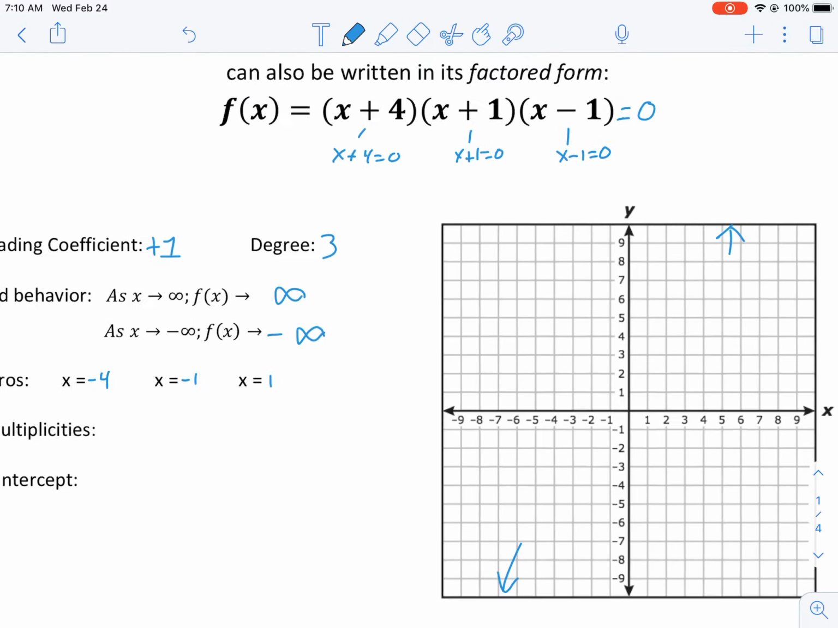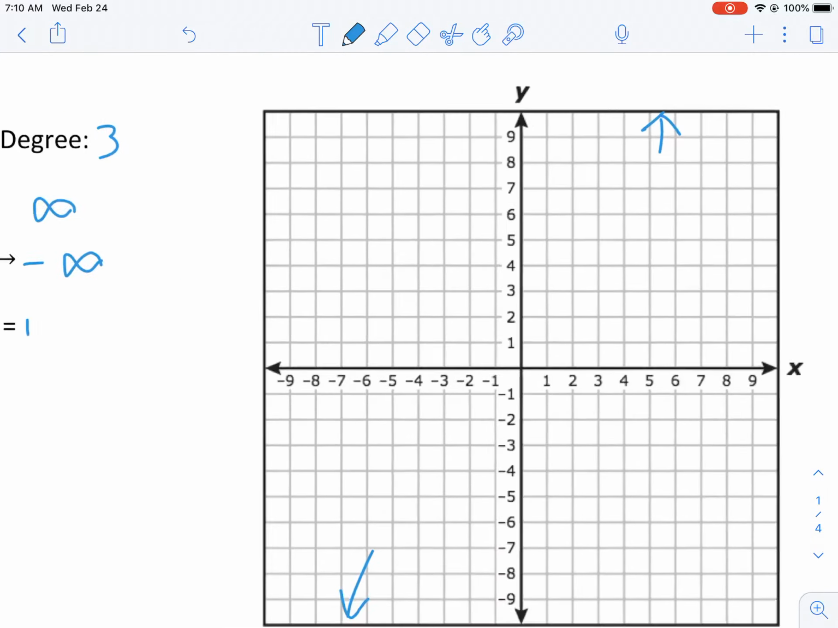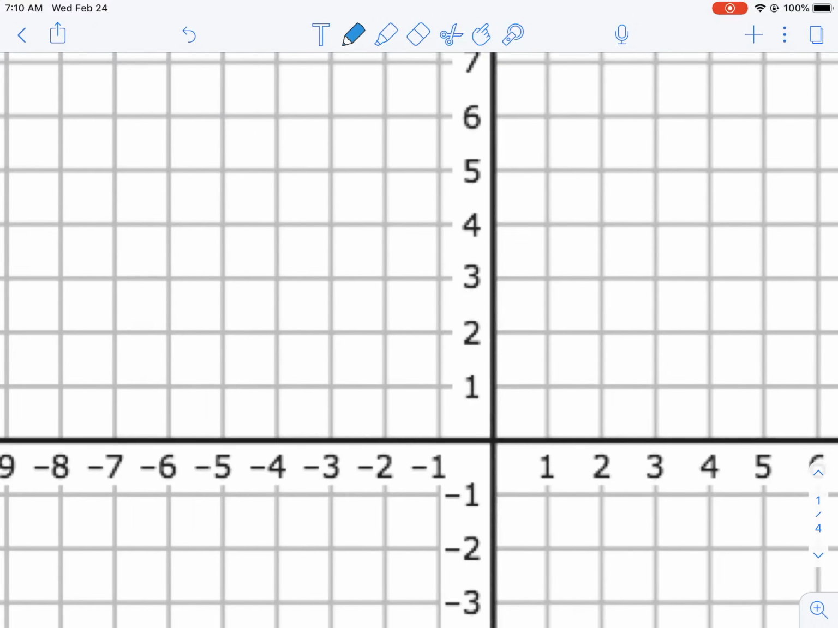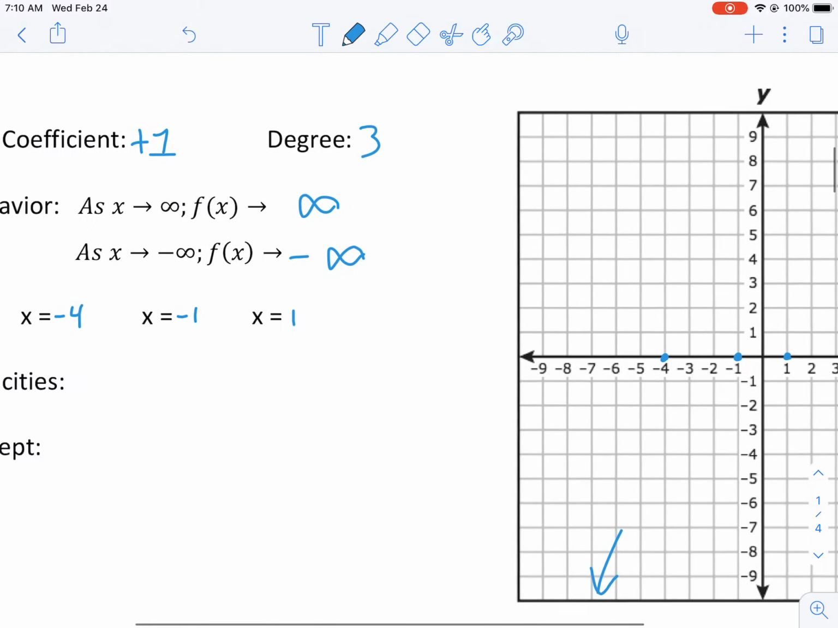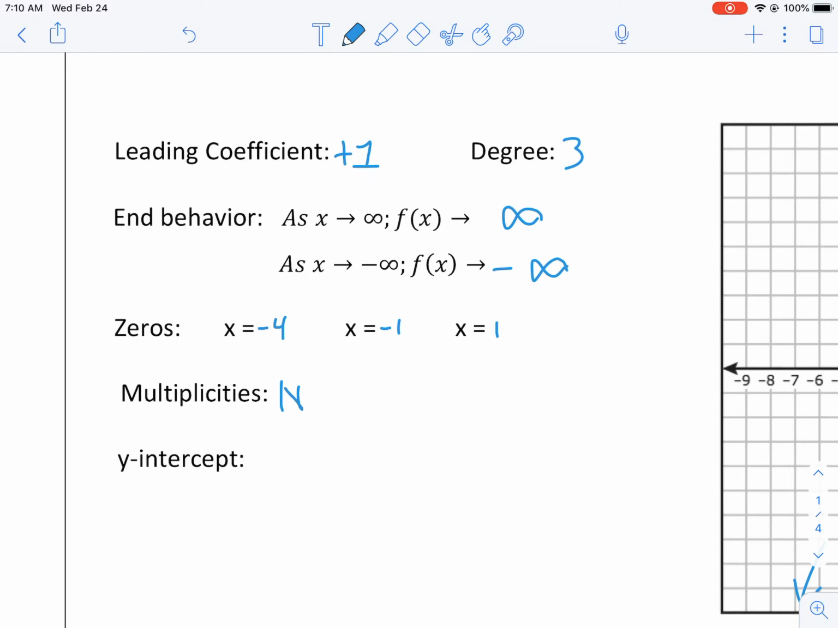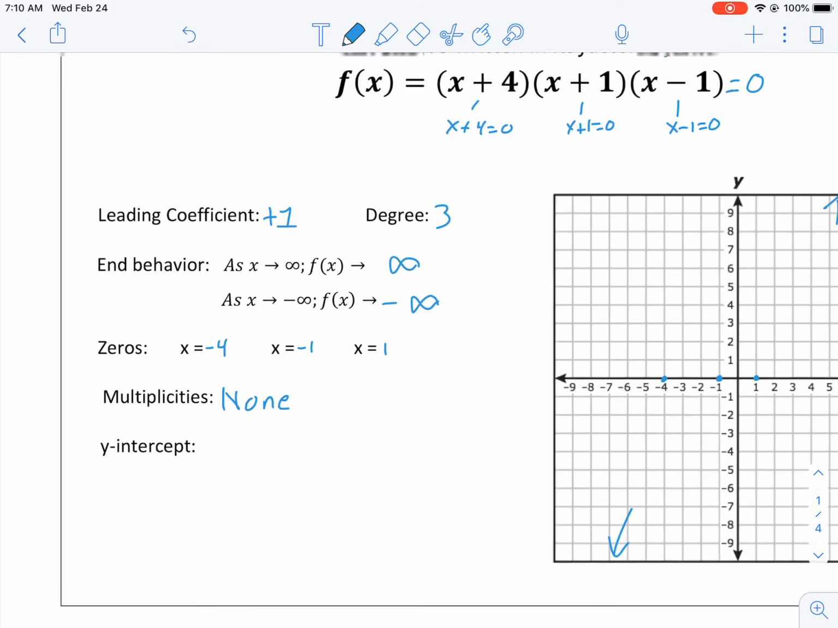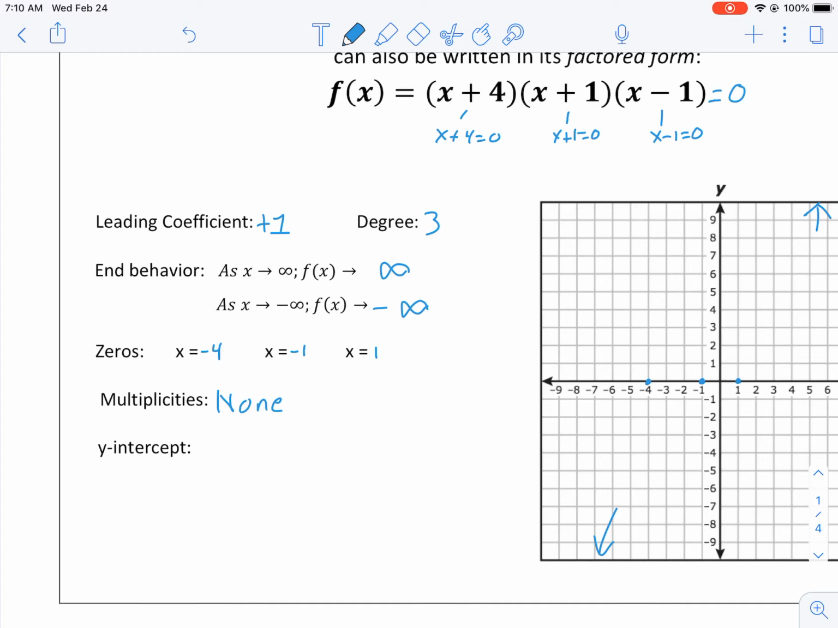So once you find the zeros, you want to put them on your graph. So we've got a dot at -4, we've got a dot at -1, and we've got a dot at 1. And what you want to do next, multiplicities, we haven't talked about that yet. So for this one, there's none. We'll talk about those in a second. The final thing is y-intercept, all right? So the y-intercept is really the only other point we want to find.